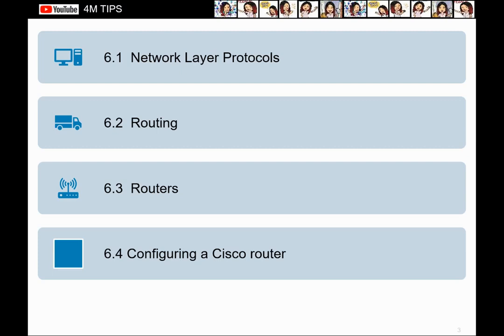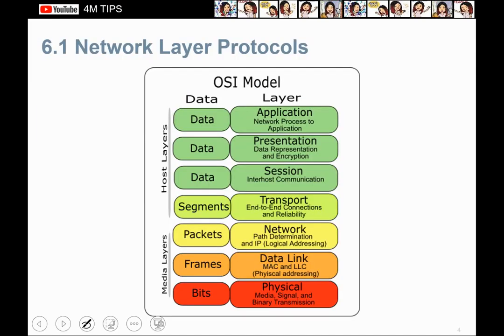The first one, 6.1, I'm going to cover the network layer protocols. 6.2 will be on routing. 6.3 will be on routers. And the last part, I'm going to cover 6.4, which is configuring a Cisco router. Okay, this is the network layer protocols.